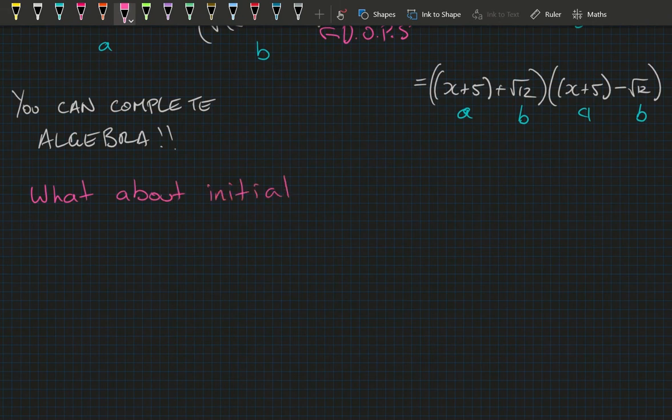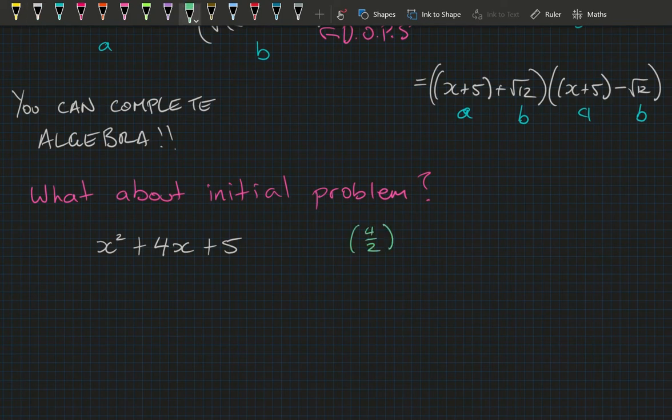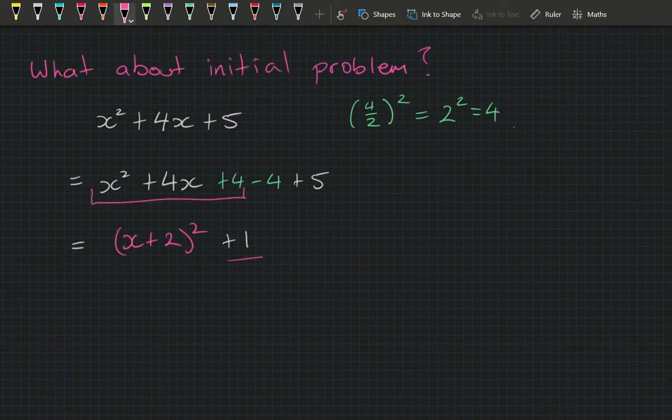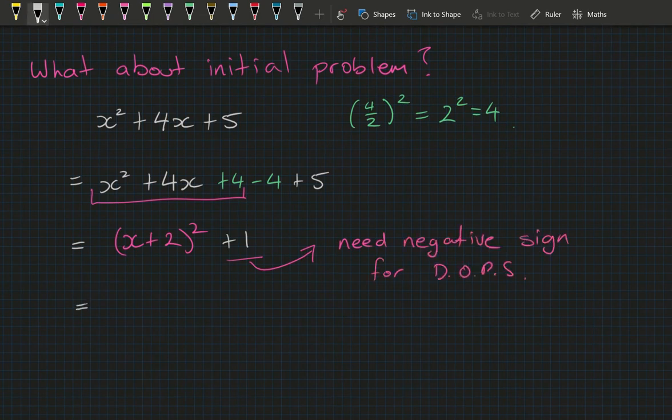But what about our initial problem, where we had x squared plus 4x plus 5? So as b is 4, then we want to find (4 on 2) squared, which is equal to 2 squared, which is 4. So by adding 4 and minusing 4, we haven't changed anything, but we have completed the square here. Okay, so we've got x plus 2 because 2 is half of 4. So we're left with (x plus 2) squared plus 1. But we've got a plus sign here, and we need a negative sign for the difference of perfect squares. So we need to rewrite that as (x plus 2) all squared minus 1.